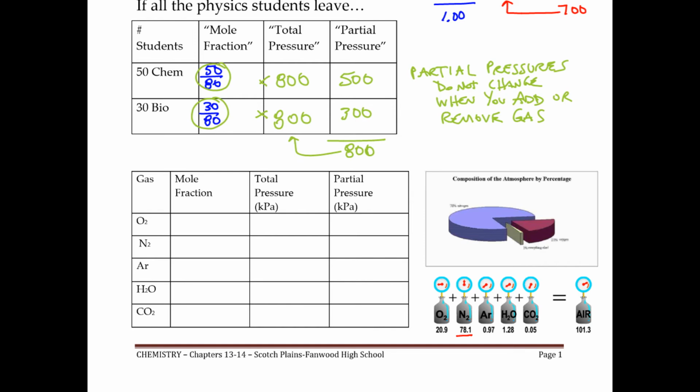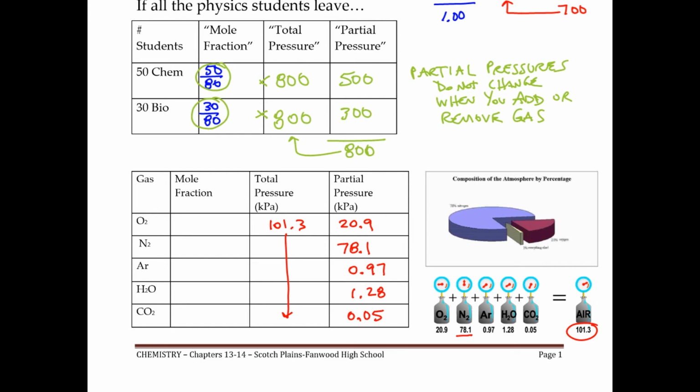Oh, actually, I'm sorry. These are the partial pressures. I read that wrong. These are the partial pressures. So 78.1 in kilopascals. That's another unit of pressure. So 78.1 is that one. Oxygen is 20.9. And 0.97 is going to be the argon, which is, of course, very small, less than 1%. 1.28 for water vapor. And 0.05 for carbon dioxide. So the total is 101.3. That's 1 atmosphere of pressure. So 101.3 is the total.